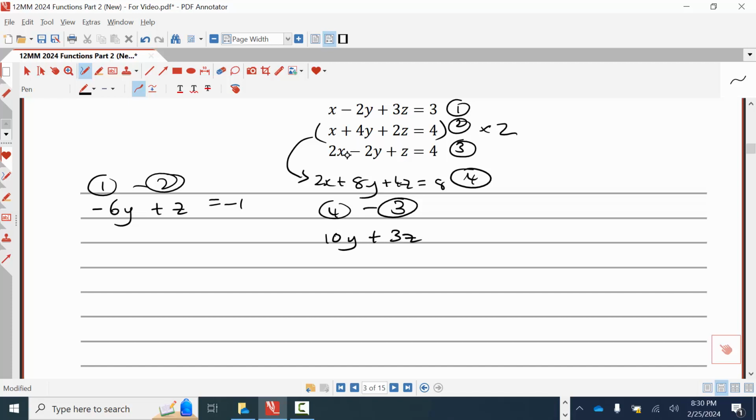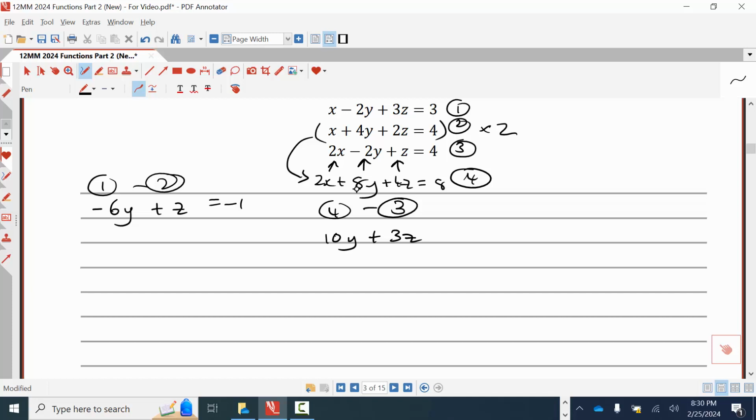Where are we? 8y take away 4. I've just lost it there. 8y take away negative 2y is 10y. Yep, z, where are we? 4z take away 2z. Oh my goodness, I've lost it here. So just to pair these up, I just need to do this graphically. There we go, I can see it now.